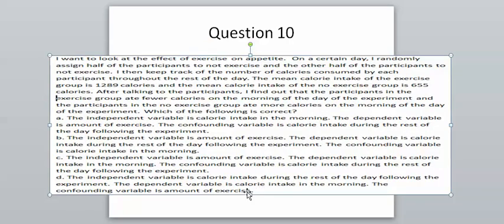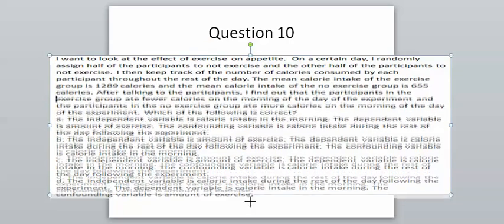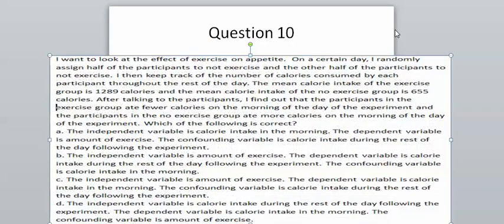Now I'm doing an experiment on calorie intake, the effects of exercise on appetite. Half the people are assigned to exercise, and half are assigned to exercise. There was a little bit of a typo. It's half are assigned to exercise, half are assigned to not exercise. I record each person's calorie intake during the day. The average intake of the exercise group is higher than the average of the no exercise group.